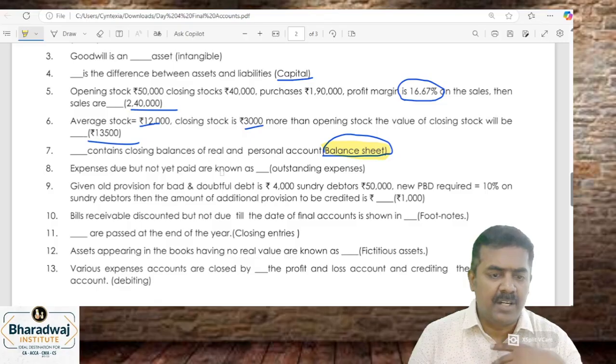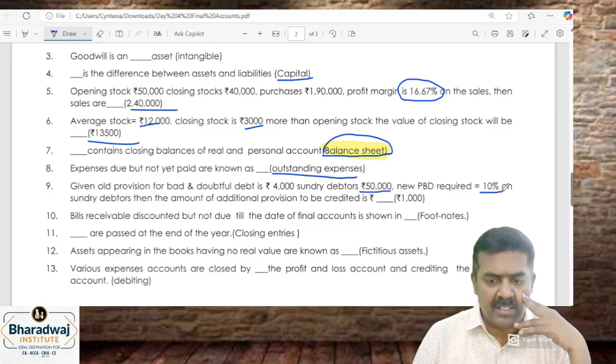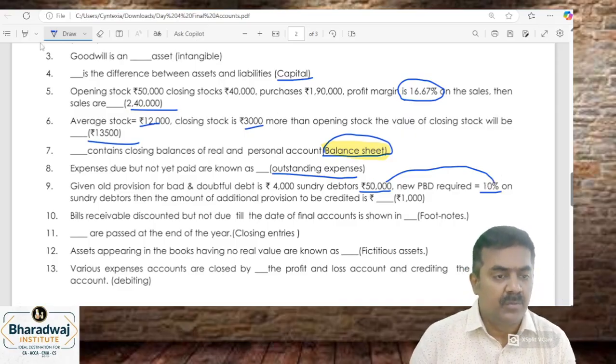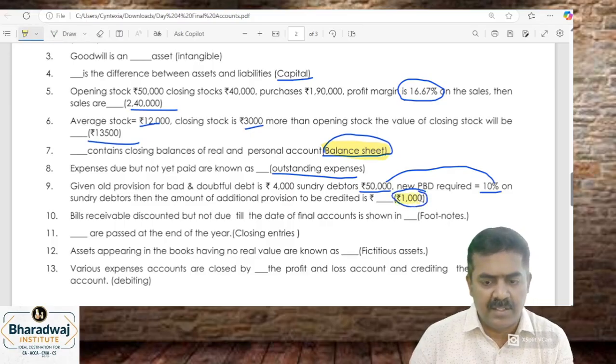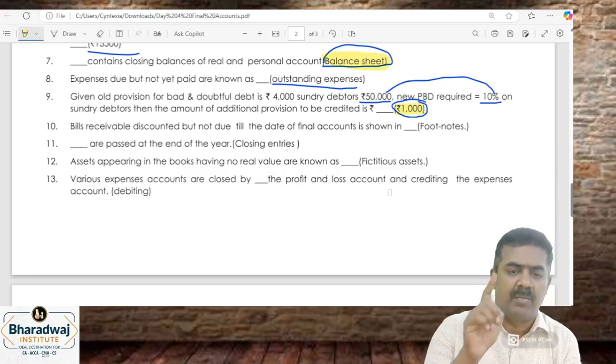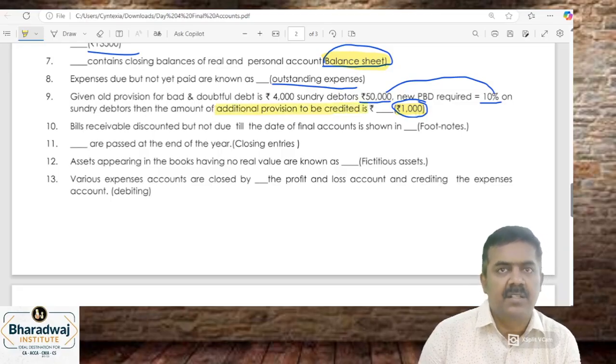Expenses due but yet to be paid are known as outstanding expenses. Old provision for bad debts is 4,000. Debtors are 50,000 and the provision required is 10%. 10% of 50,000 will be 5,000, minus old provision 4,000. What is the extra provision required? 1,000. I repeat: the debtors balance is 50,000, apply 10%, that is 5,000, the provision required. Minus old provision of 4,000. The additional provision to be created is 1,000.